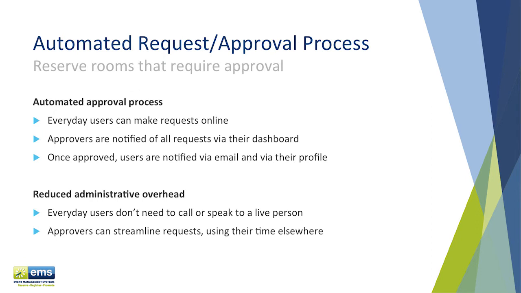Let's now take a look at the automated request and approval process using EMS. There are some rooms, such as a boardroom, that might require an approval within your organization. EMS makes it easy to automate this approval process. Everyday users can make their requests online, and approvers are notified of all requests via their dashboard within EMS. Once those requests are approved, users are notified via email and also via their profile in EMS.